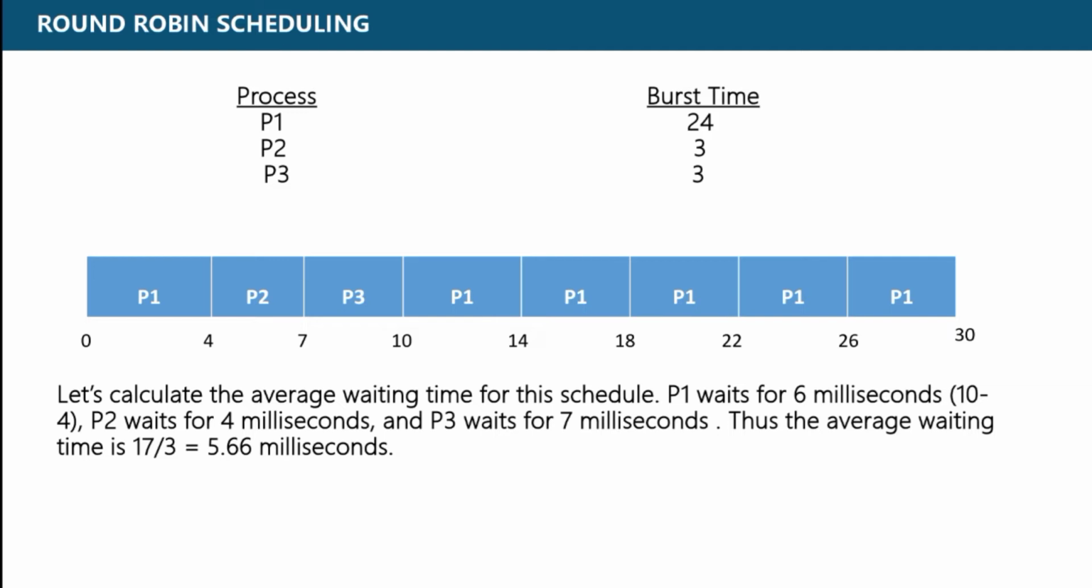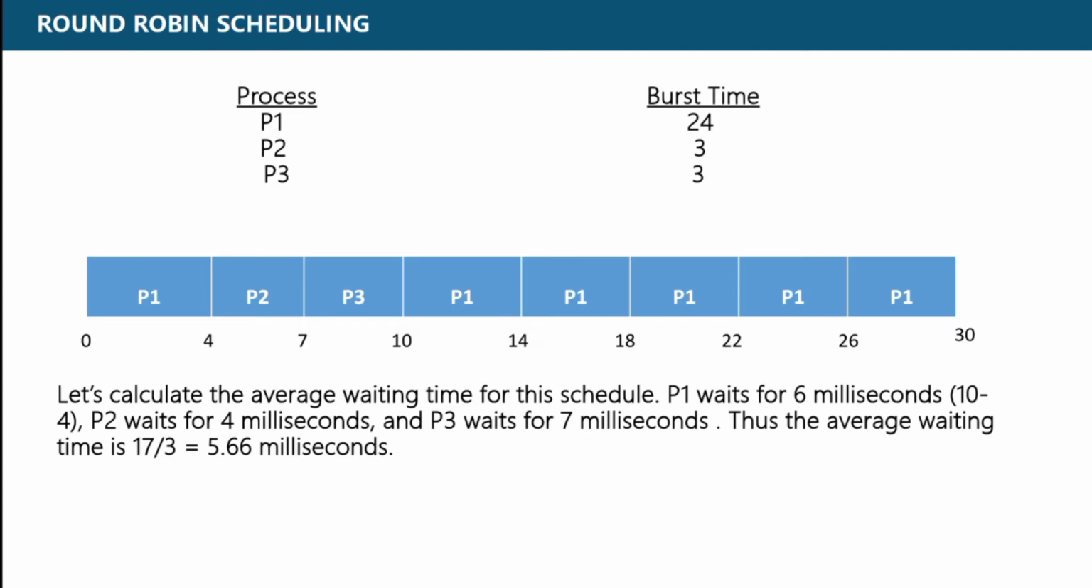So P1 waits for 6 milliseconds, which is 10 minus 4, because at 4 milliseconds P2 arrived and was allocated the CPU. So P1 is sliced and P2 is allocated the CPU. That's why it is 10 minus 4. Here for P1 we have 10, and since it was allocated the CPU first, 4. So in the equation, 10 minus 4, and P2 is allocated after the 4 milliseconds.